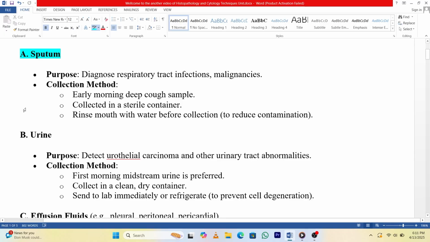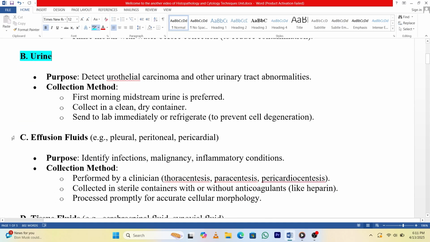B. Urine. Purpose: detect urothelial carcinoma and other urinary tract abnormalities. Collection method: first morning midstream urine is preferred. Collect in a clean, dry container. Send to lab immediately or refrigerate, to prevent cell degeneration.